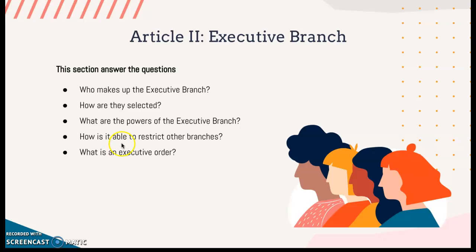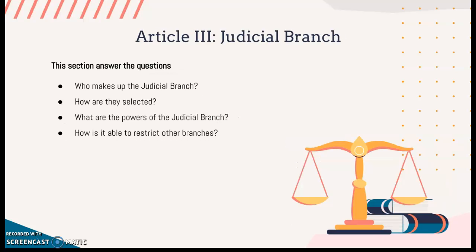And in Article 2, similar questions about who makes up that branch, how they're selected, what are their powers, and so forth. We talked about executive order a little bit and how that's something that we hear used, and we were going to figure out what that meant. The judicial branch, similar questions as well. How can they restrict other branches? What are their powers? How do you reach that? How do you get on to the judicial branch? How are those members selected?